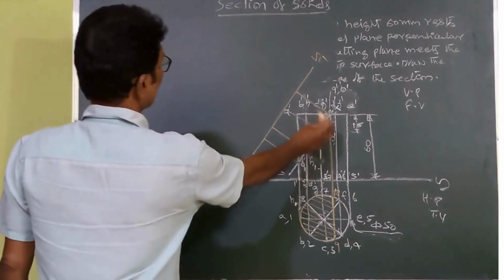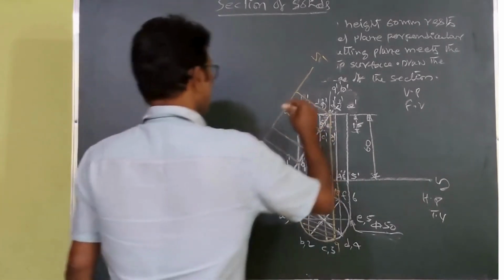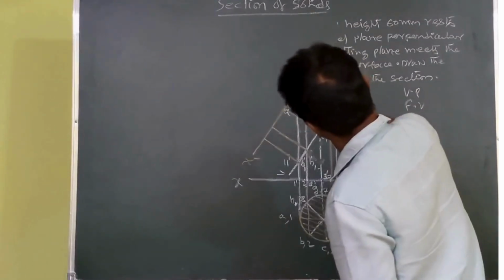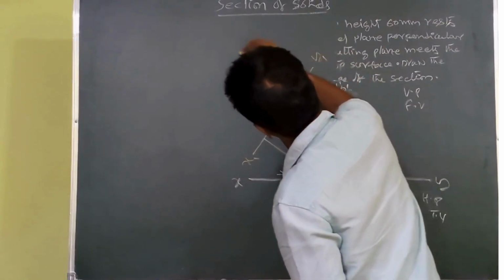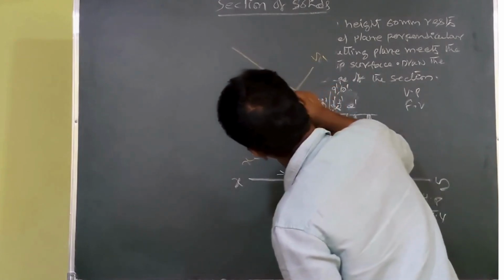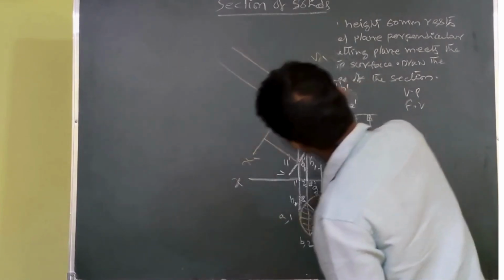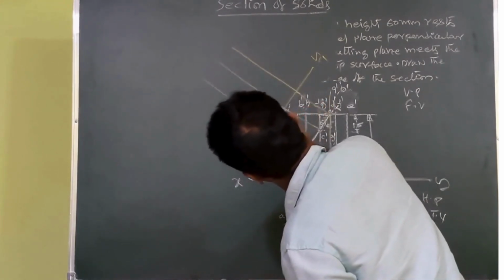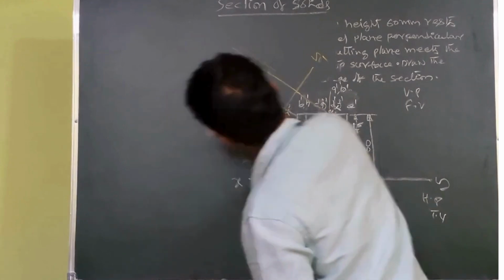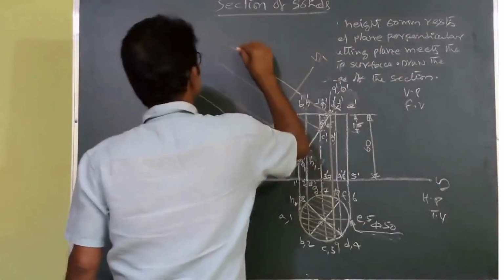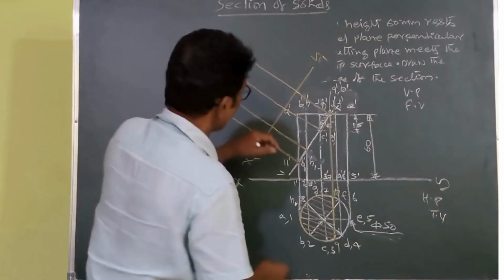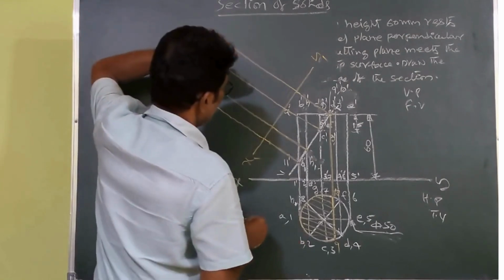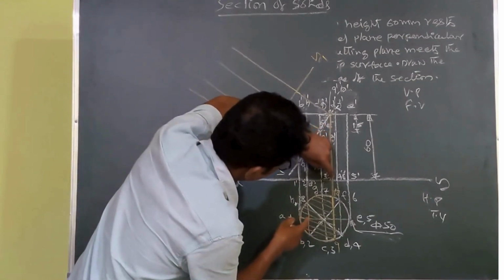Once you draw the perpendicular projectors, these lines are to be extended in the upward direction. Like this you can extend these lines in the upward direction. Okay, once you have extended these lines, you see here carefully.